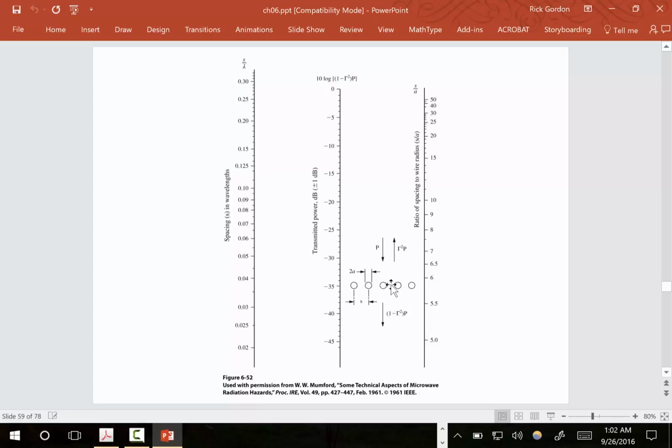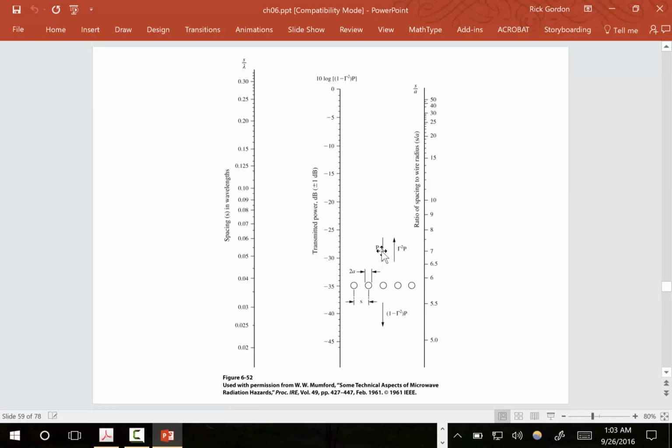Here are some of the wires of a grid of wires, and you should understand that these circles indicate that the wires are coming out of the page of the paper. And you can see that the diameter of a wire is 2a, so a is the radius of these wires. And here you see that s is the spacing between the wires.